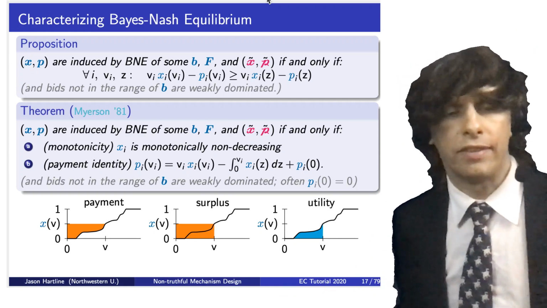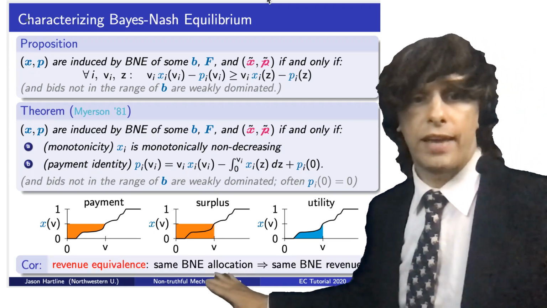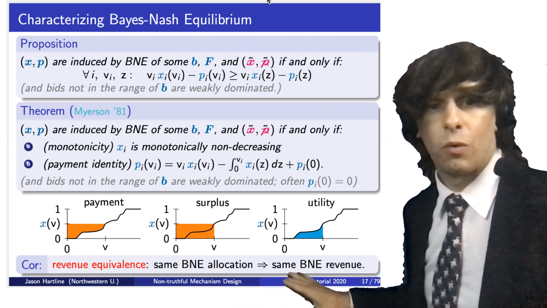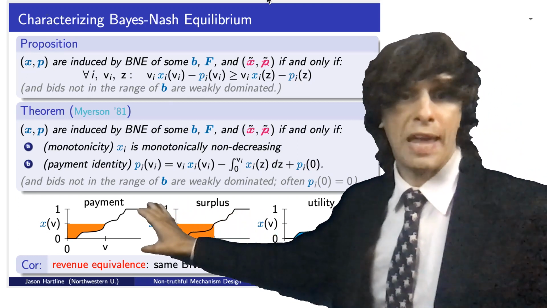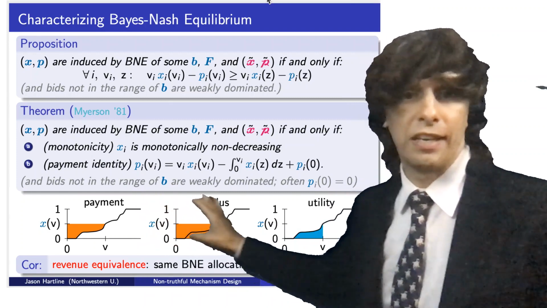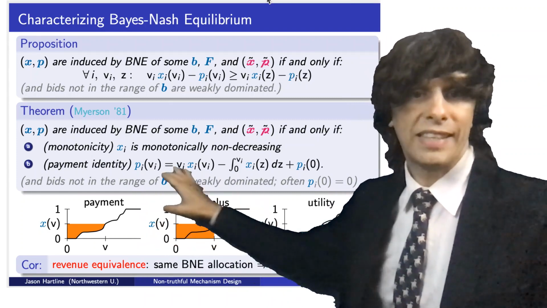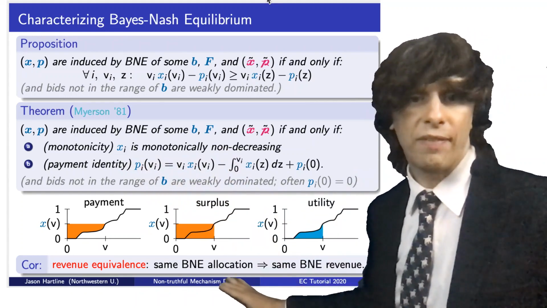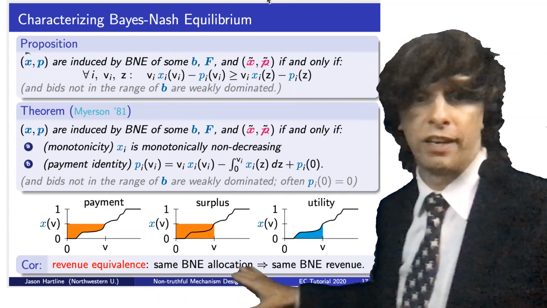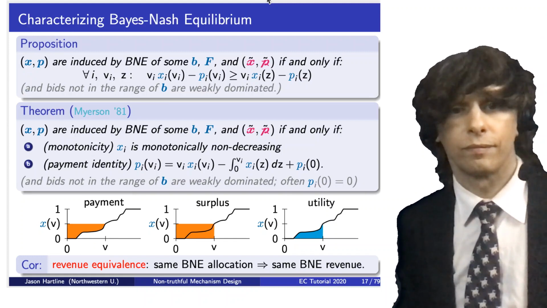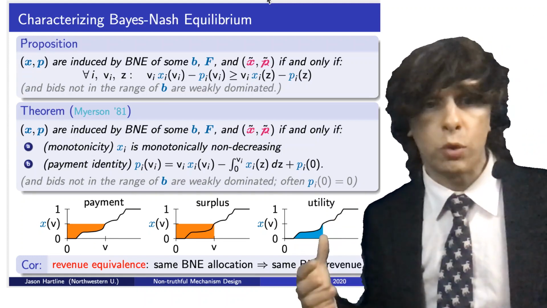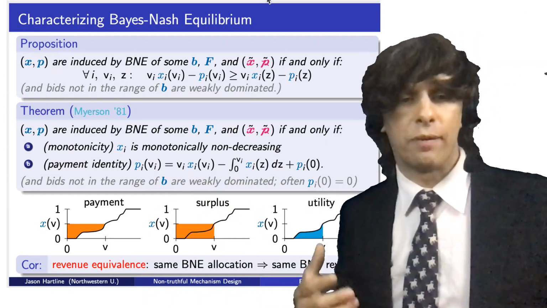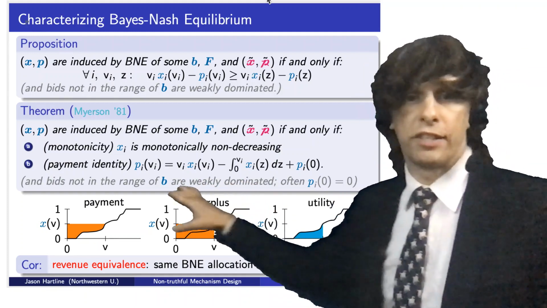Cool. An immediate corollary of this theorem is what's called revenue equivalence. That is, two auctions with the same Bayes-Nash equilibrium allocation have the same Bayes-Nash equilibrium revenue. Why is that? Well, the revenue comes from the payments, and the payments are given explicitly just from the allocation rule. Okay, so once I tell you the allocation rule, I'm done, and I've told you what the payments are. And so if two auctions have the same allocation rule, then they have the same Bayes-Nash equilibrium allocation, so then they have the same revenue. Notice, revenue equivalence is just restating this idea of the payment identity. Often when I say revenue equivalence, I'll actually mean just the payment identity.